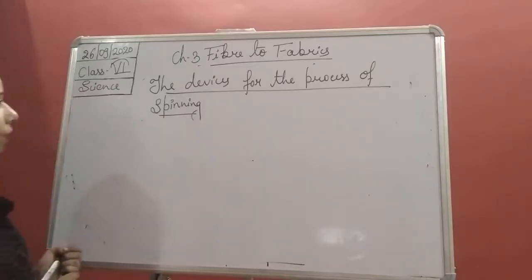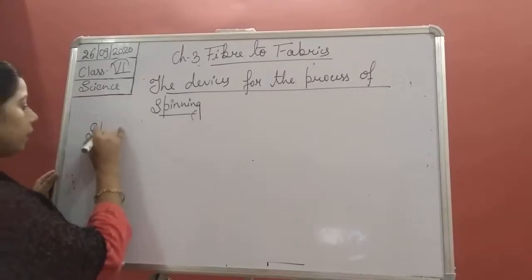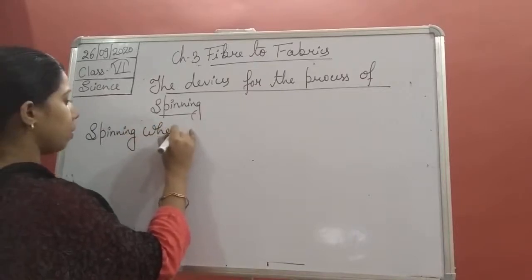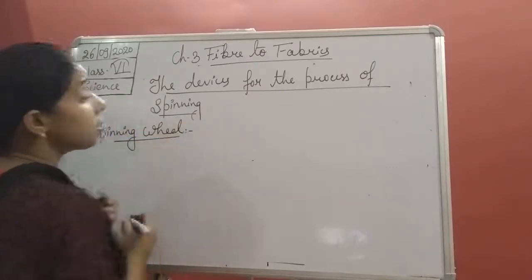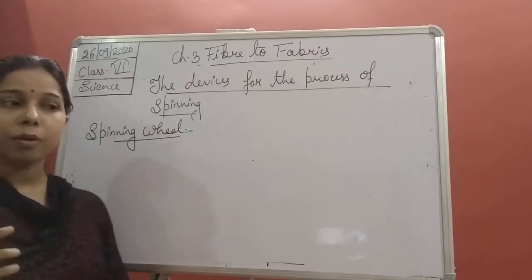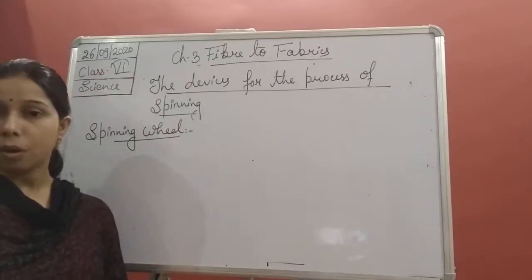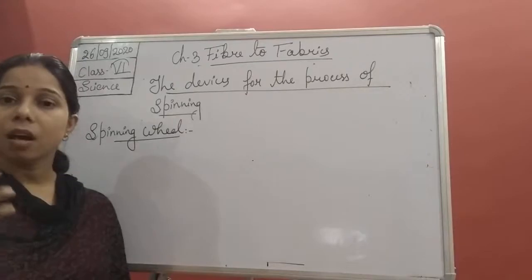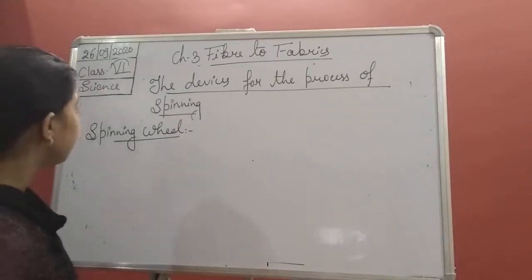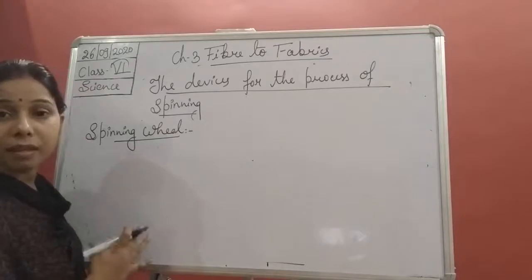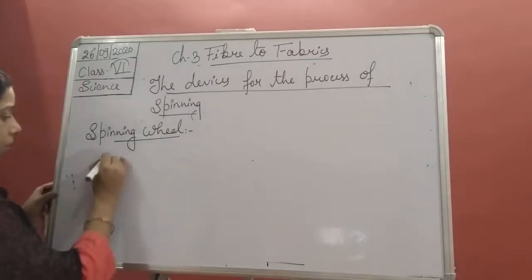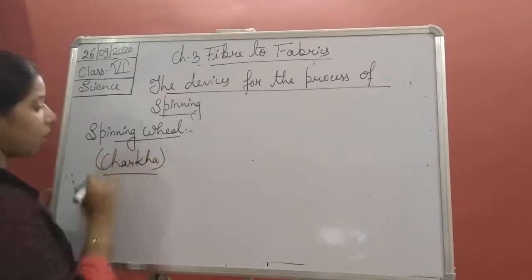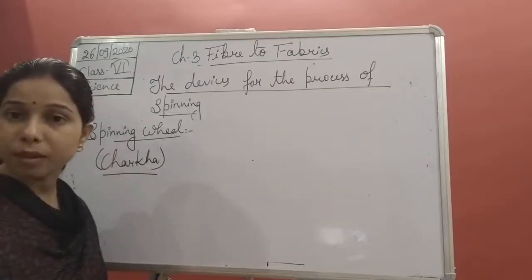Now the next one for the spinning, students, is the spinning wheel. Spinning wheel is also a hand operated device. Although the name is given as the wheel, it is a hand operated device, students, and in Hindi we call this spinning wheel a charkha. Charkha is also known as the spinning wheel.